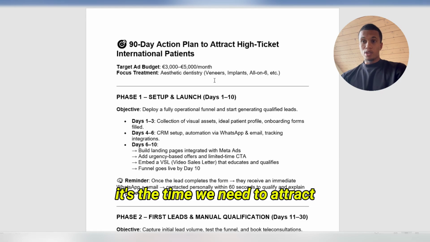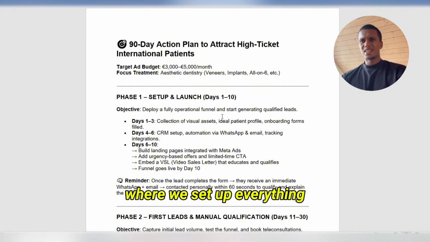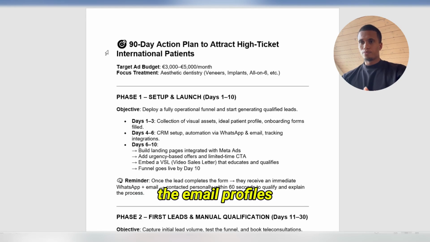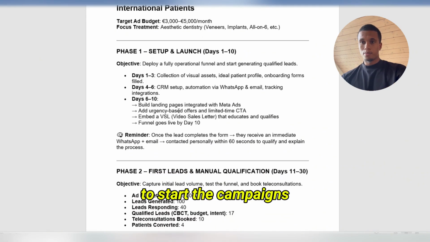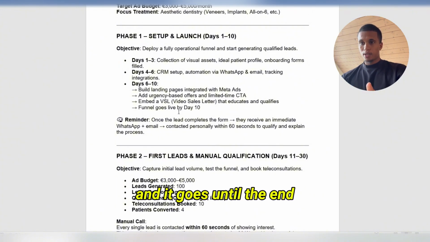It's the time we need to attract a certain number of patients. So you start from phase 1, which is day 1 to day 10, where we set up everything: the CRM, the automation, the WhatsApp, the email, profiles, everything we need to start the campaigns. And phase 2 starts after day 10 and goes until the end of the first month.